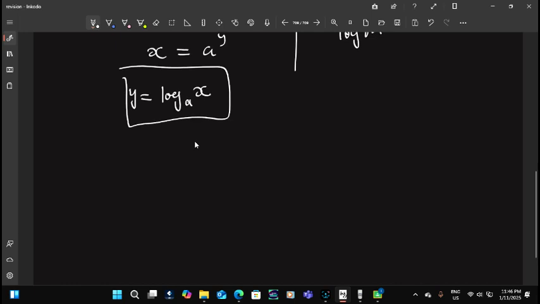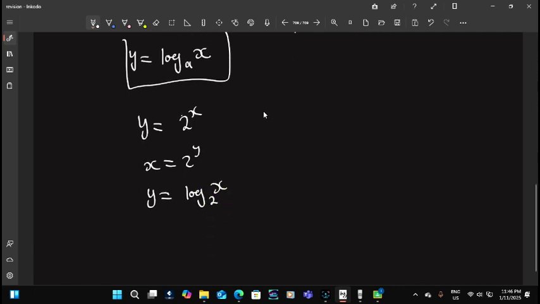Okay, for example, another example, if I had y is equal to 2 to the x, and I want the inverse of this, I would start by saying x is equal to 2 to the y. I make y the subject of the formula. I will say y is equal to the log of x base 2, like that.